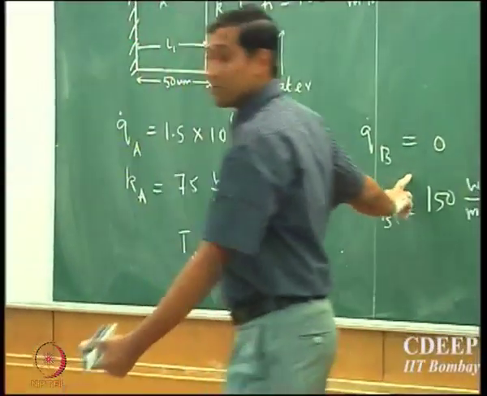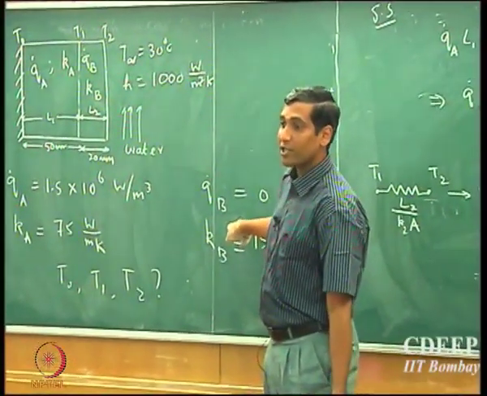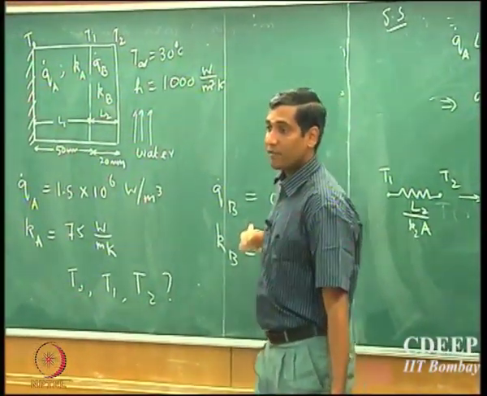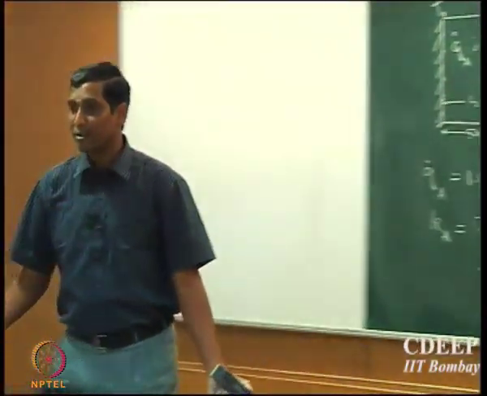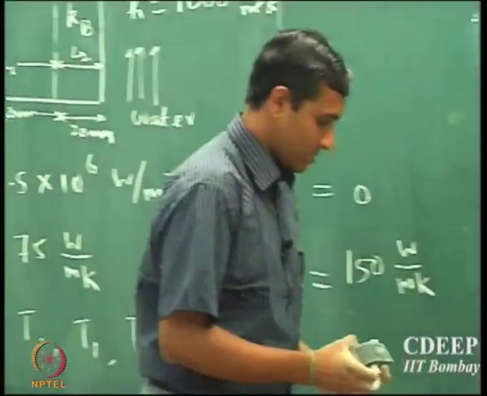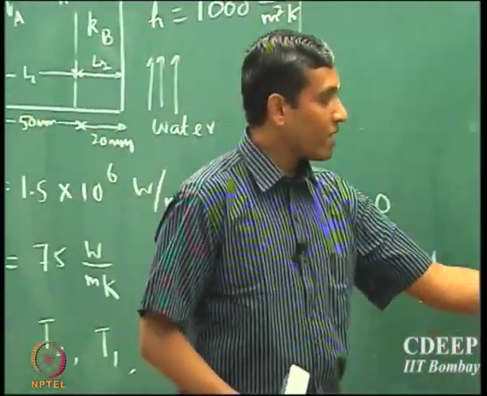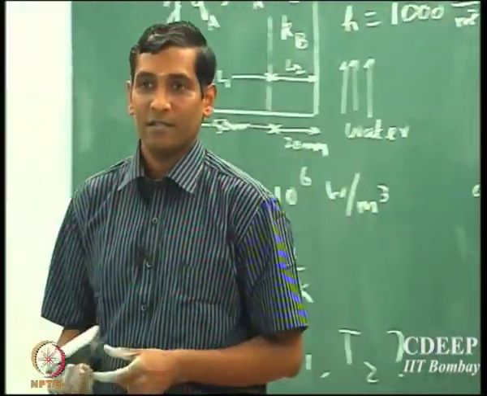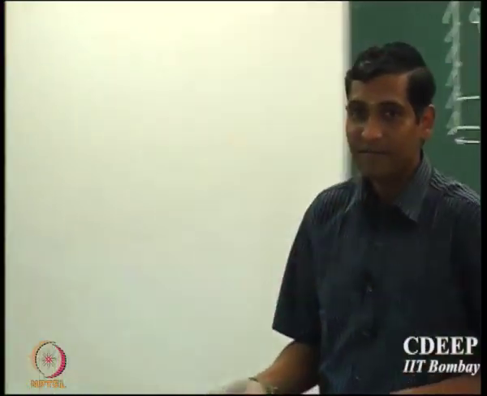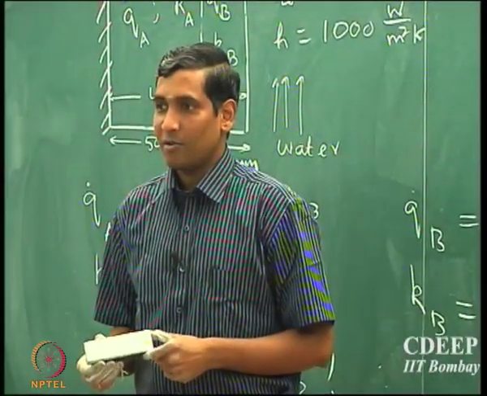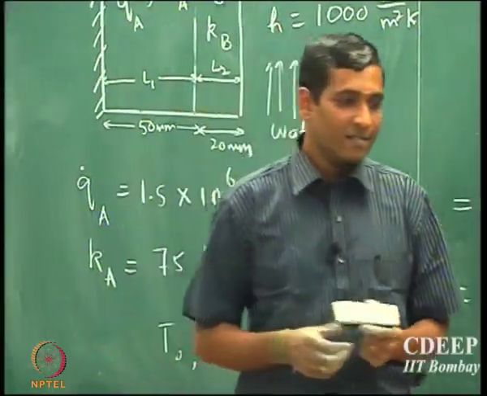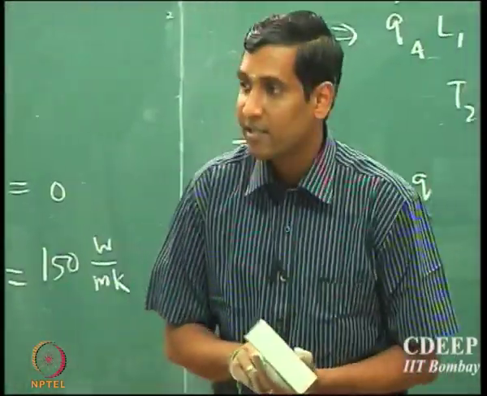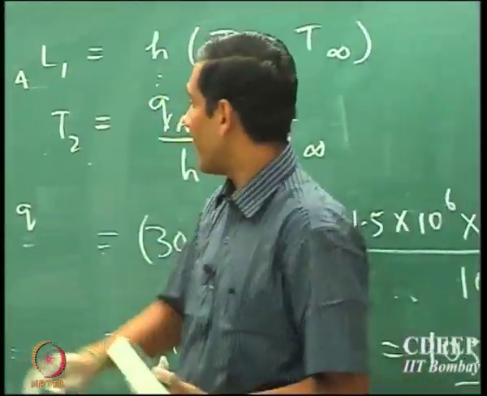No, Q dot B is 0, there is no heat generation in the second slab. So if there is no heat generation in the second slab, you could actually write the resistance network, right. So how do we solve this? We do not know the area, right. So what do we do? Do we really need the area? How do we draw the correct resistance network to find temperature T1?